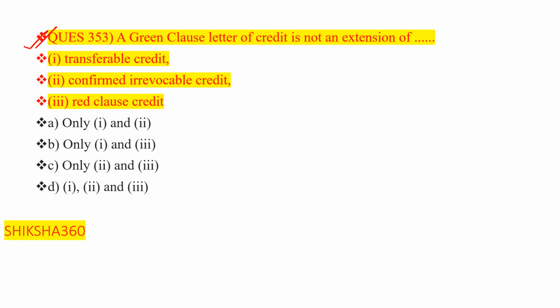So what is the correct answer here? Basically, it is not an extension of transferable credit or confirmed irrevocable credit. Basically, it is an extension of only the red clause credit. So option number A is the correct answer, that is only 1 and 2. So this one is the answer.